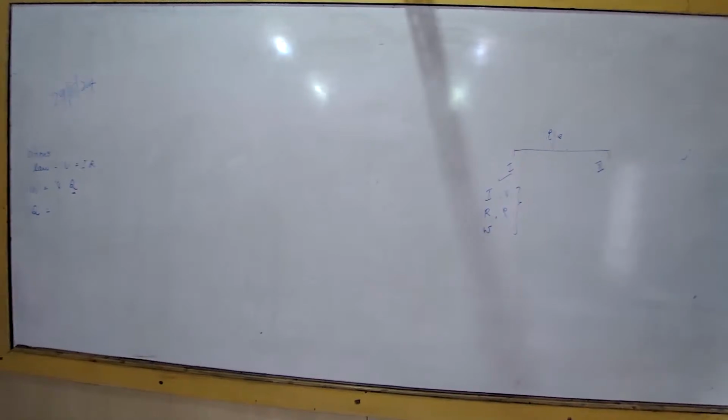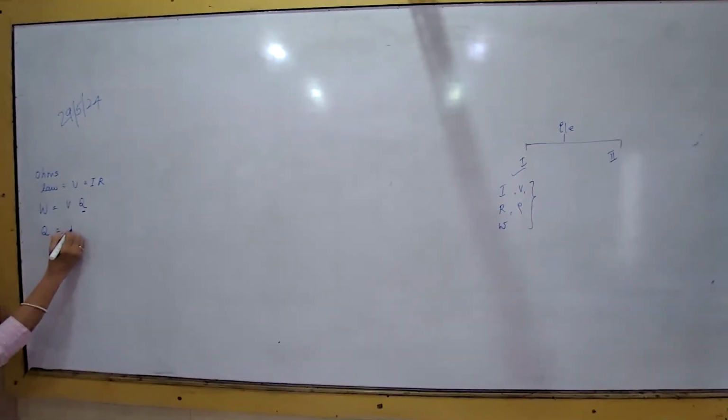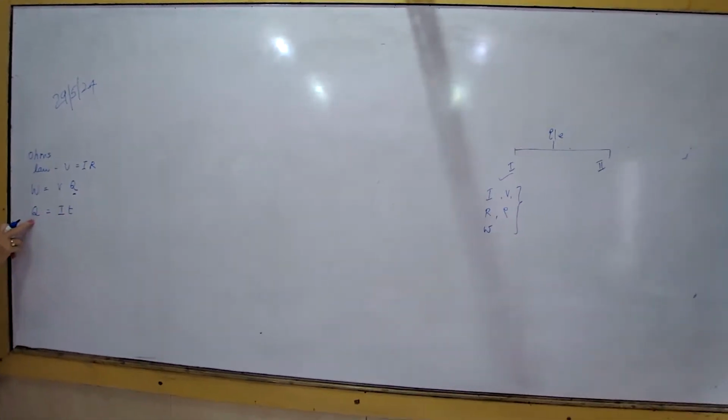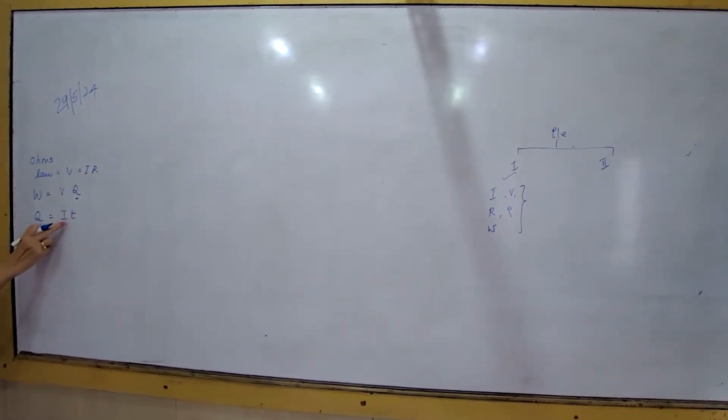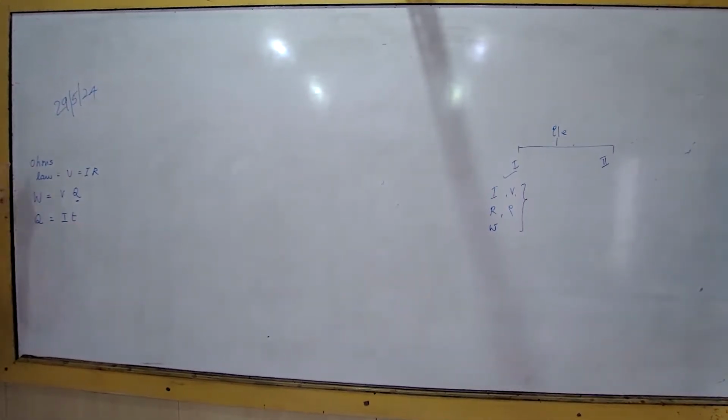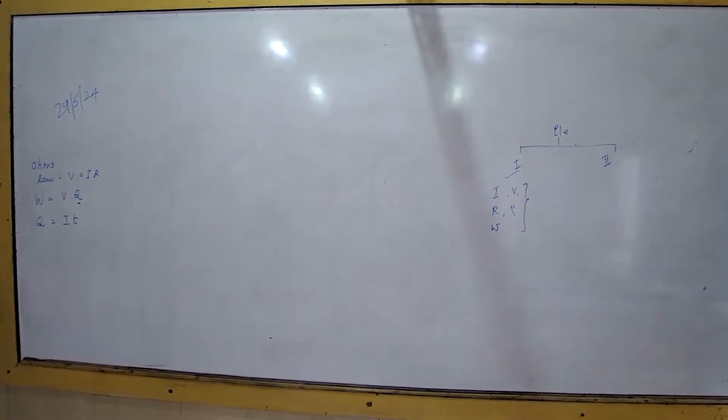I told you to remember Q is equal to I into T. What is Q? Charge. I? Current. T? Time. So we have already learned these formulas.